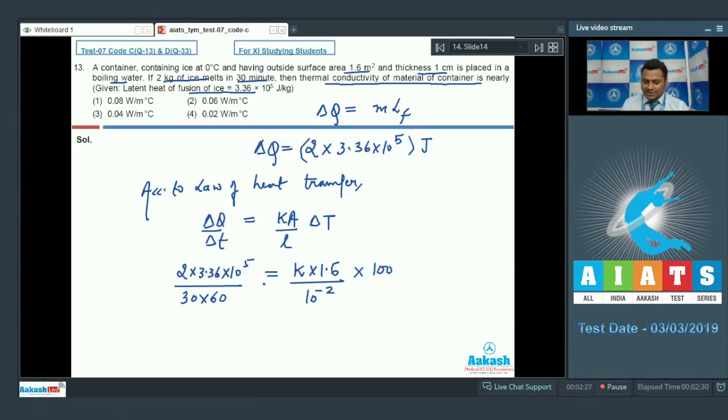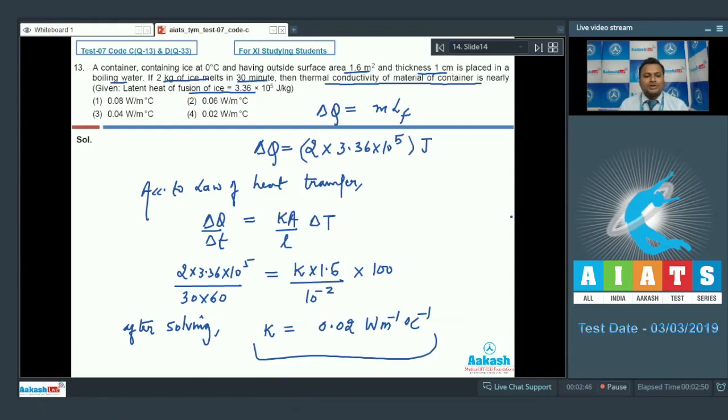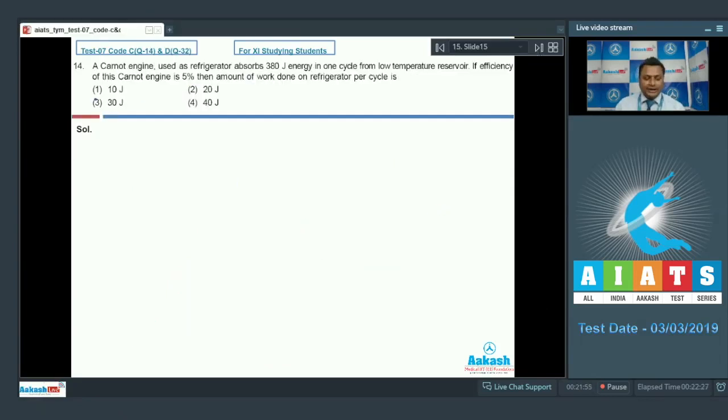So after solving the above equation, we will get the value of K as 0.02 watt per meter per degree centigrade. Now if we look at the options, we can say that option number 4 is absolutely correct. So that's why we'll go with option number 4. Here is question number 14.